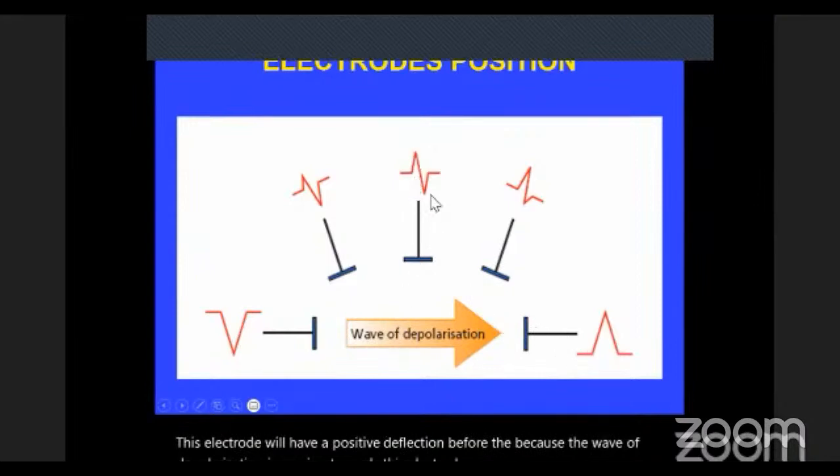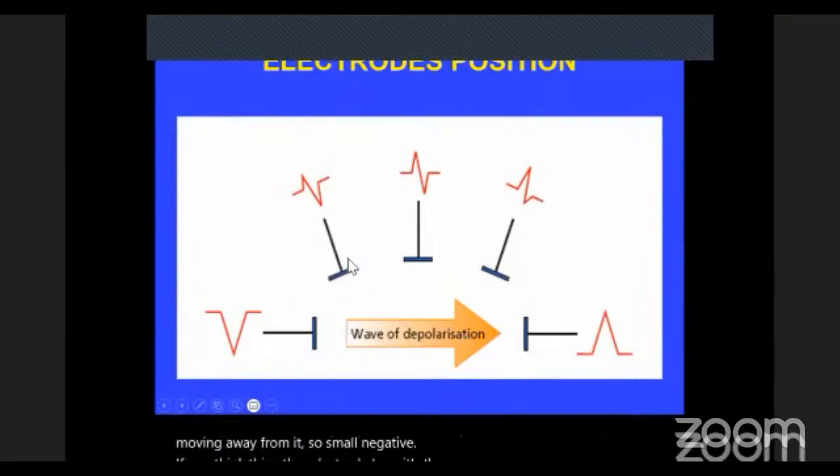If you look at the one in the middle, the wave of depolarization is perpendicular to it, so it will have positive and negative deflections that are equal to each other, and they cancel each other. What will happen to this electrode here? More of the depolarization wave is moving towards it, so more positive, and little is moving away from it, so a small negative. If you take this other electrode here, it's the opposite. Most of the wave of depolarization is moving away from it, but a little is going towards this electrode, so we have a small positive and then more negative.